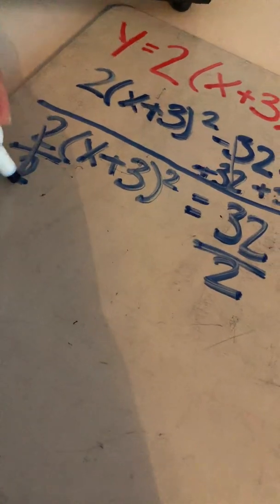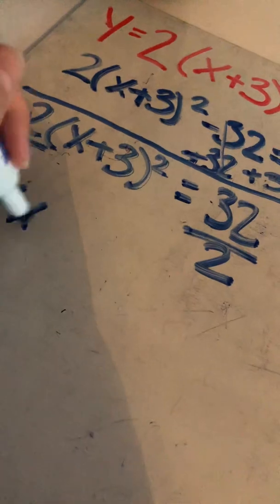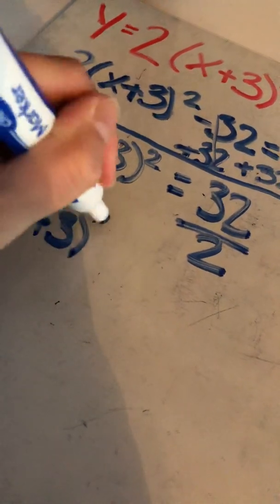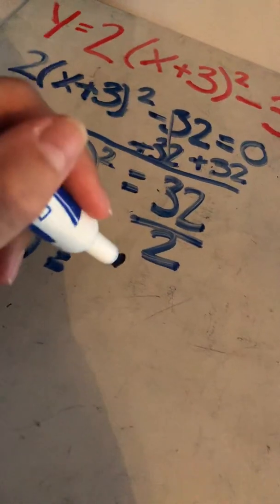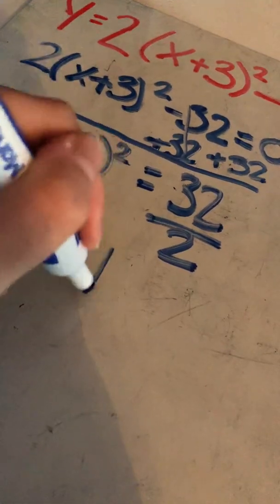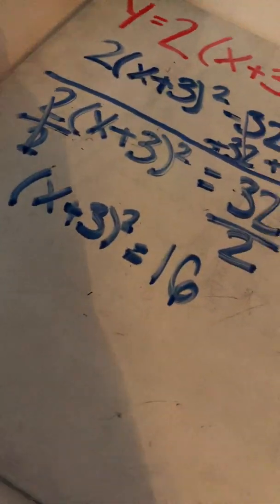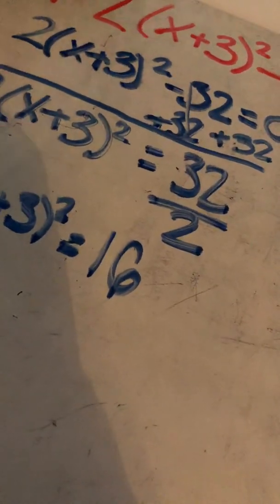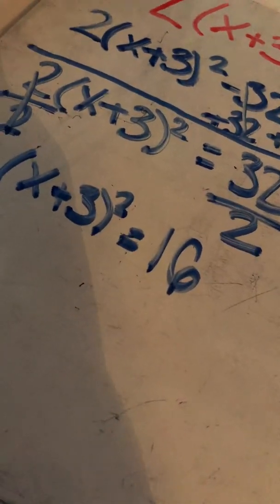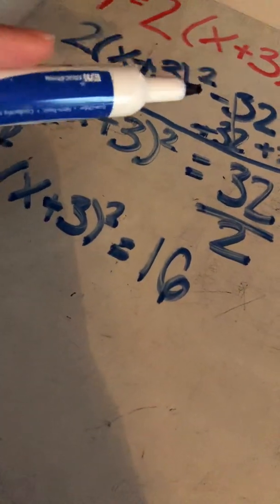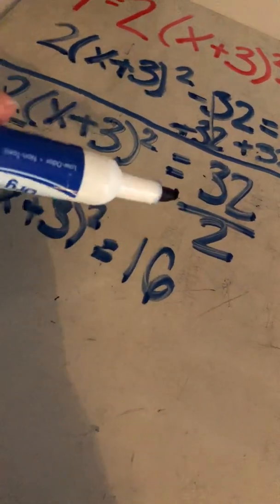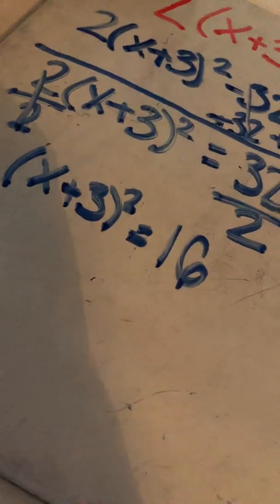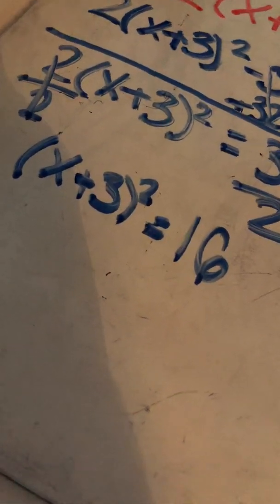That cancels out the 2's on this side, and you're left with x plus 3 squared equals 32 divided by 2 is 16. Now I have everything outside of the parentheses besides the squared gone. The a value was divided to the other side. The k value was added to the other side. All right, so first and second step done.